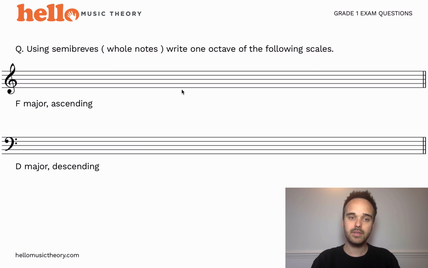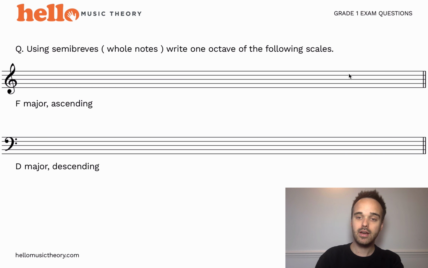So you'll see a question like this where it says, using semibreves, write 1 octave of the following scales. Then you'll see a blank stave with a clef, and just below the stave they'll say what scale they're asking for. This one they want F major, and whether they want it ascending or descending. So you need to make sure you're reading what scale they want and whether they want it ascending or descending.